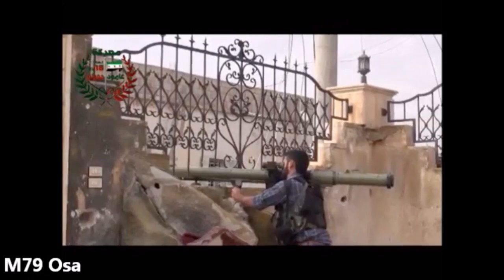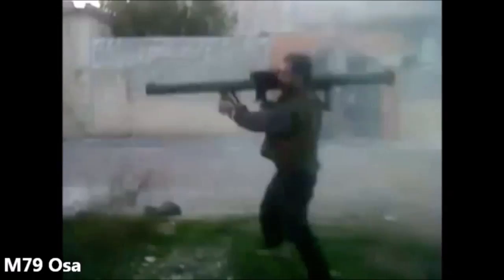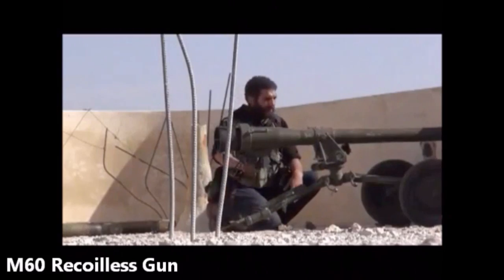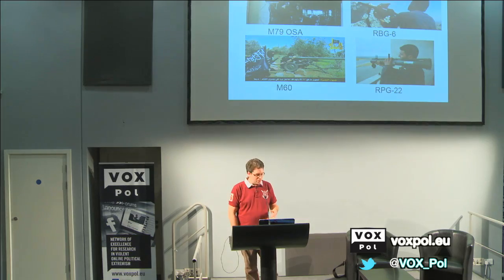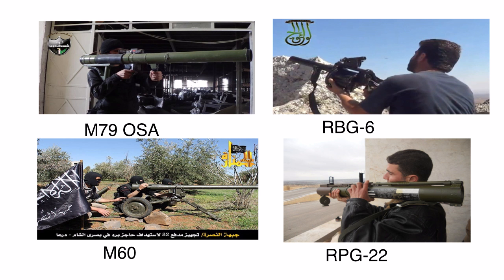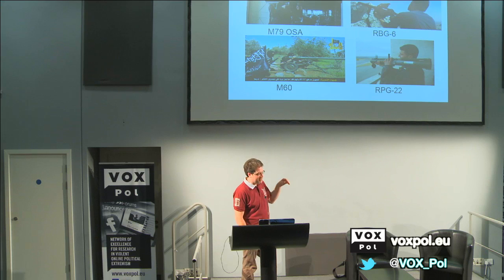So here we have a series of weapons that started appearing in literally dozens of videos over a period of weeks. That's something that was completely new, I'd never seen it before, and I knew straight away there's definitely something going on. So we have all the weapons listed here. The M79 Osa, the RBG-6, the M60 recoilless gun, and the RPG-22.